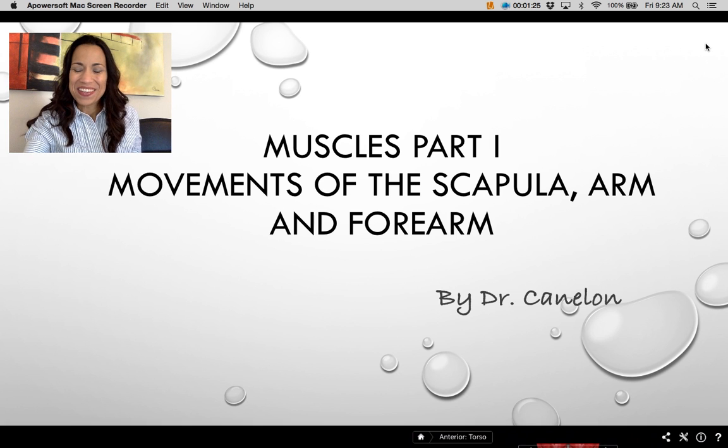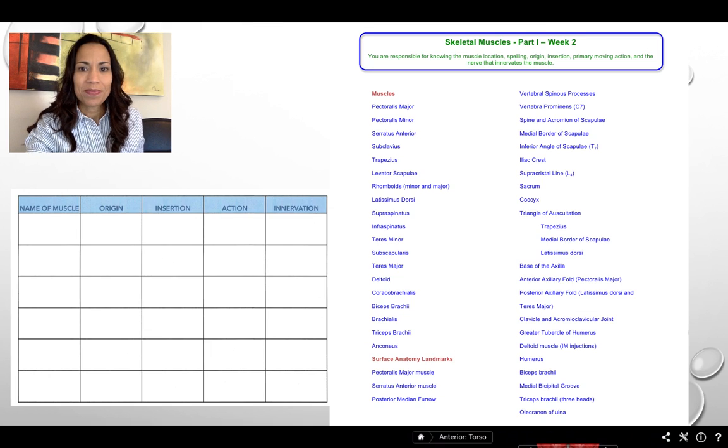Hello guys, welcome back. Today we're going to describe the muscles that move the scapula, the arm, and the forearm. Again, I have posted this list which contains all the muscles that are going to be covered during this week and the surface anatomy landmarks.